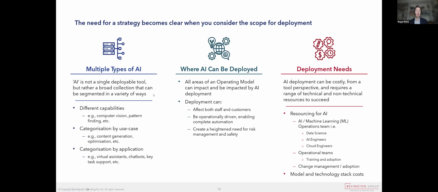And by the way, just for simplicity, although many argue it's not quite true, when I'm thinking about AI, I am also looping in machine learning. Now, I do realize for those who are more precise that you could exclude that quite reasonably from the definition, but for ease, I'm including it here. And then categorization by application. It might be a virtual assistant, it might be a chatbot, it might be key task support, various different types.